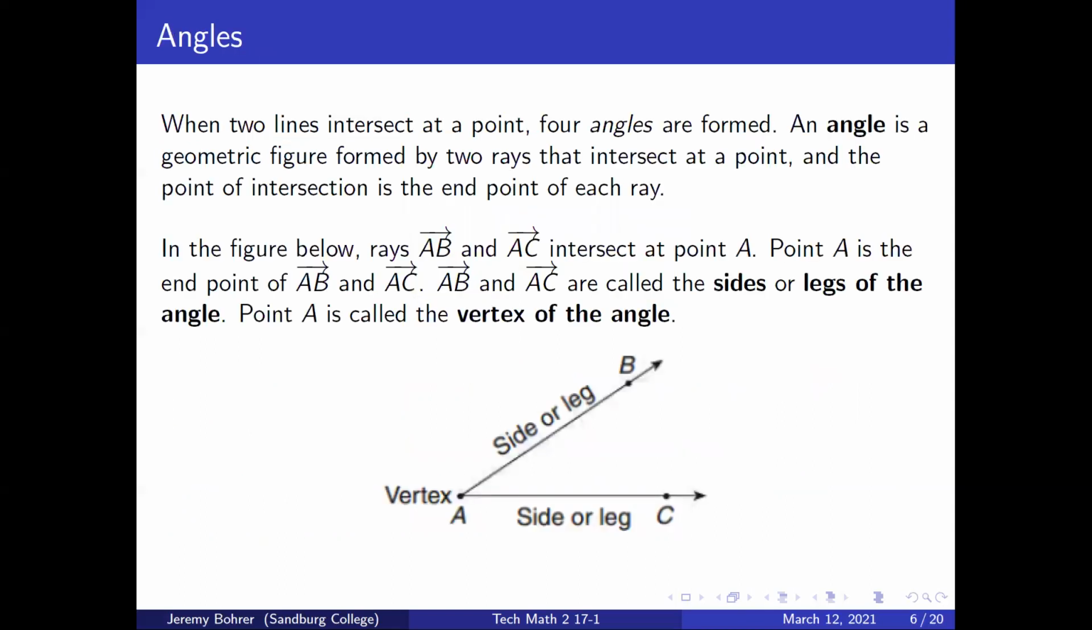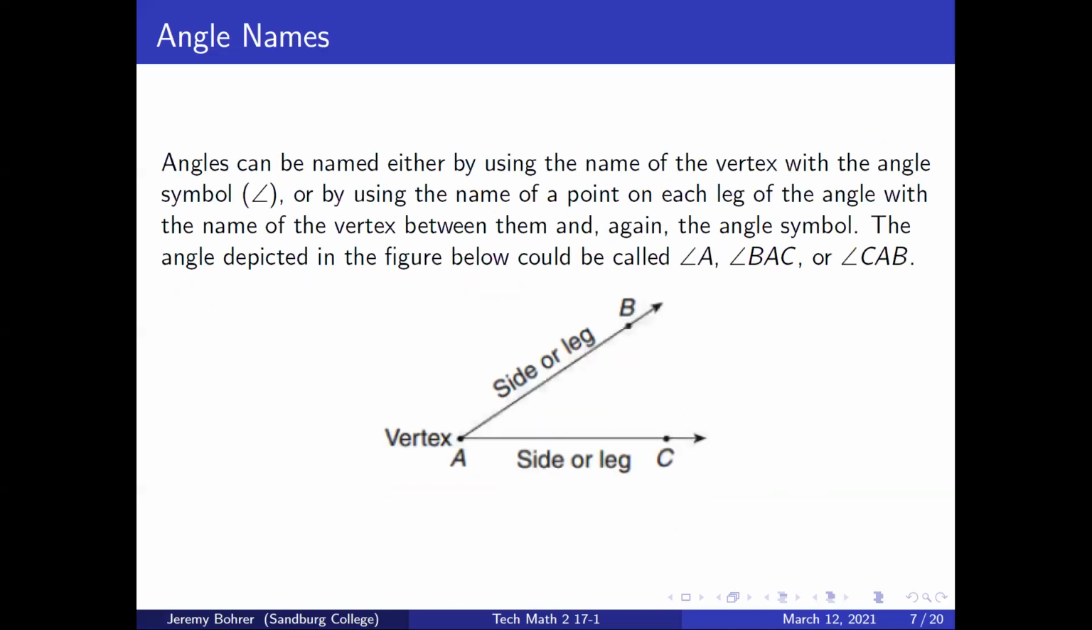When 2 lines intersect at a point, 4 angles are formed. An angle is a geometric figure formed by 2 rays that intersect at a point, and the point of intersection is the endpoint of each ray. In the figure below, rays AB and AC intersect at point A. Point A is the endpoint of AB and AC. Ray AB and ray AC are called the sides or legs of the angle. Point A is called the vertex of the angle.